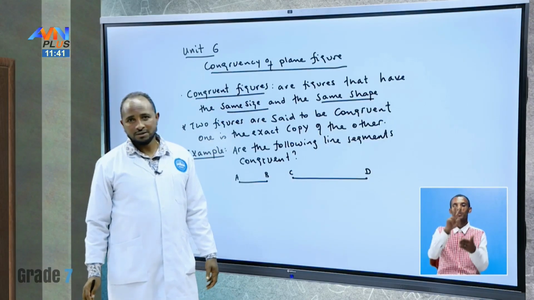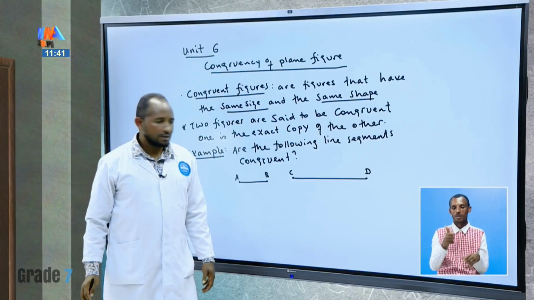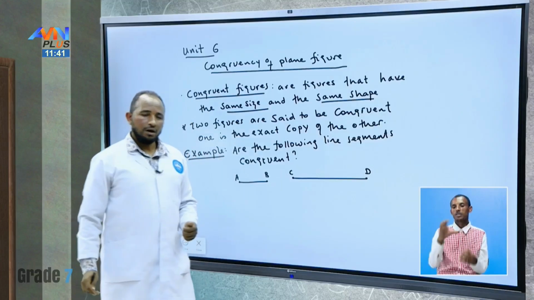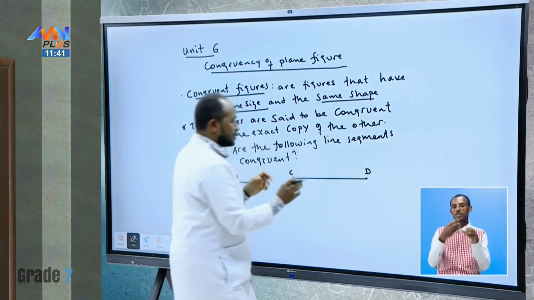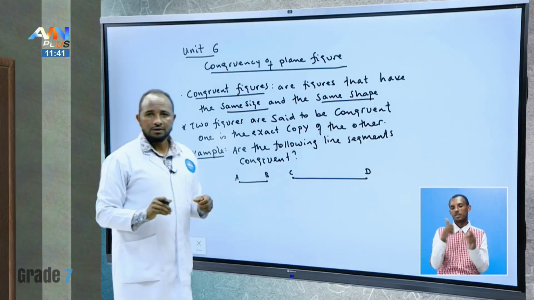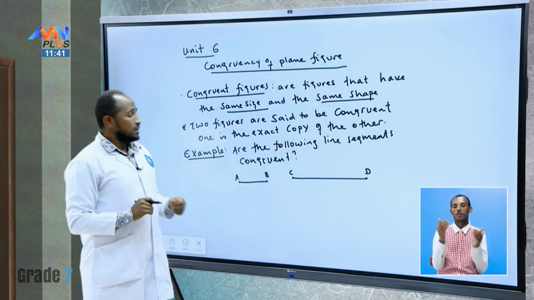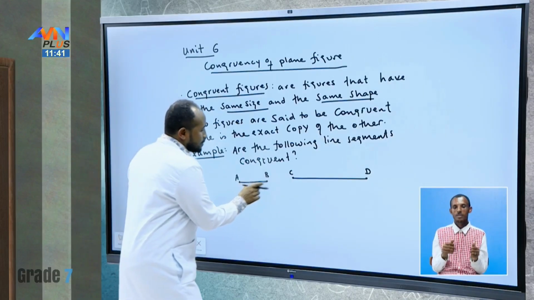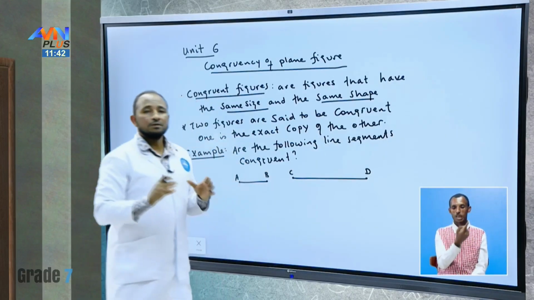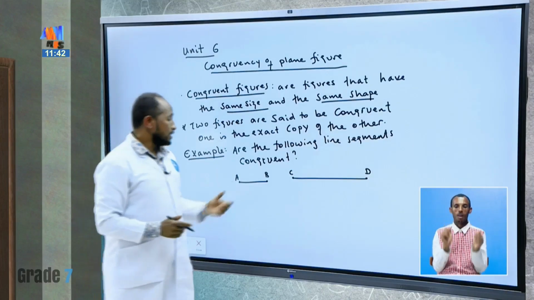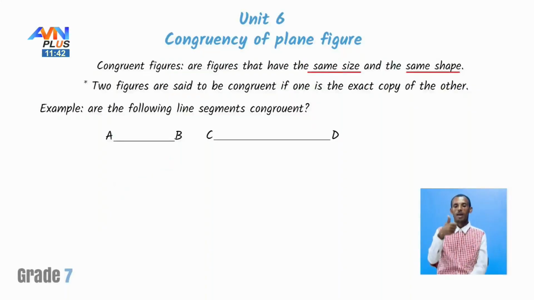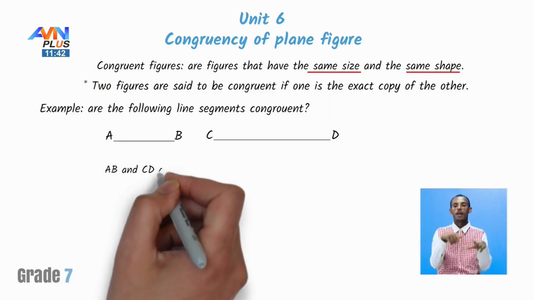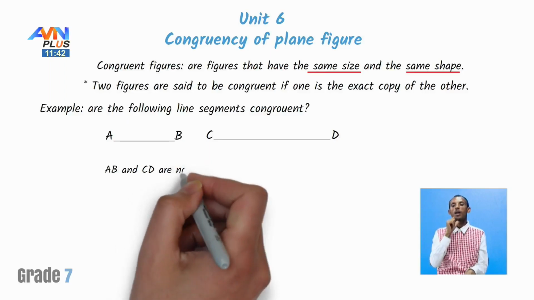These two line segments are not congruent. This one is not the exact copy of this line segment. And if you move this one and put it on this line segment, it doesn't fit. They are not equal. They are not congruent. So, in order to say two line segments are congruent, the length of each line segment must be equal. So here, line segment AB and line segment CD are not congruent.